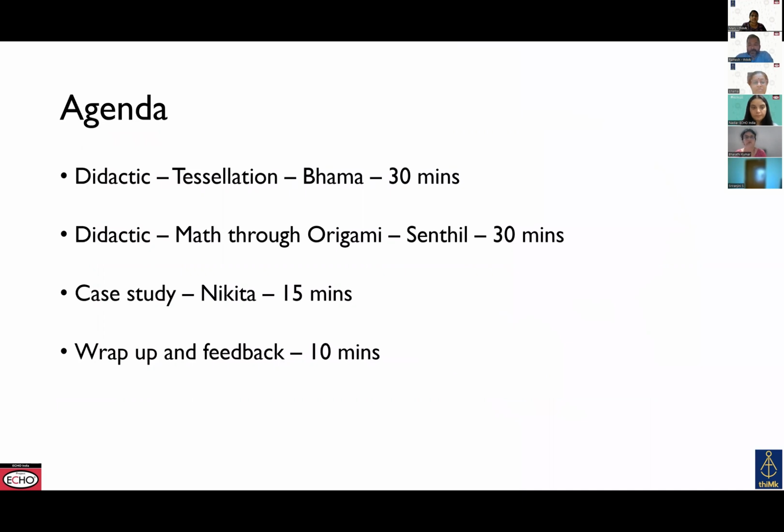The didactic first, Bama will get it started with tessellation, which will be followed by Sendil, who will do math through origami. I hope all of you have a few A4 sheets of paper, as Sendil had mentioned, because there's a bit of hands-on activity and we need that, which will be followed by a short case study by Nikita. Nikita, are you around?